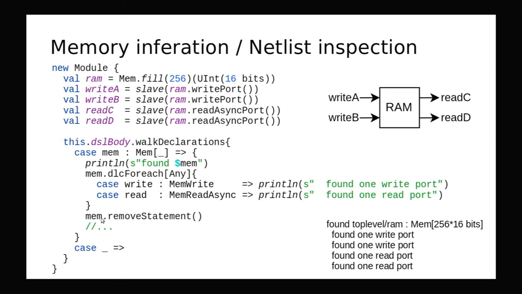Say, memory.remove statement. That will remove the memory from the netlist, and you can replace it with something else. Like with maybe a black box, or maybe you will want to emulate a memory with this layout using multiple simple dual-ported memories with some live value table, or maybe using some XOR technique on the data to generate multiple write ports. I mean, there are many solutions.